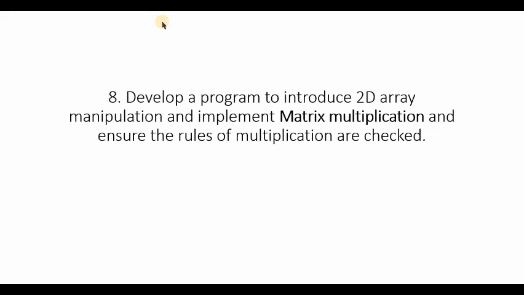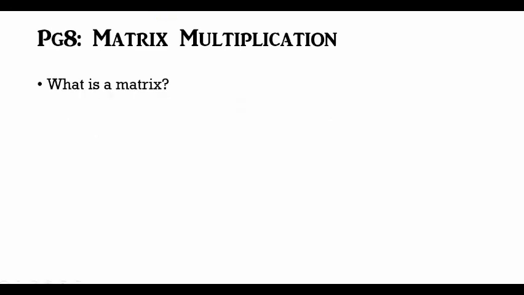Today we shall discuss the 8th program in the lab syllabus, that is, develop a program to introduce 2D array manipulation and implement matrix multiplication and ensure the rules of multiplication are checked. So firstly we need to know what is a matrix. A matrix is nothing but a 2D grid of values. This is an example of a matrix of dimensions 3 cross 3. That is, it has 3 rows and 3 columns.